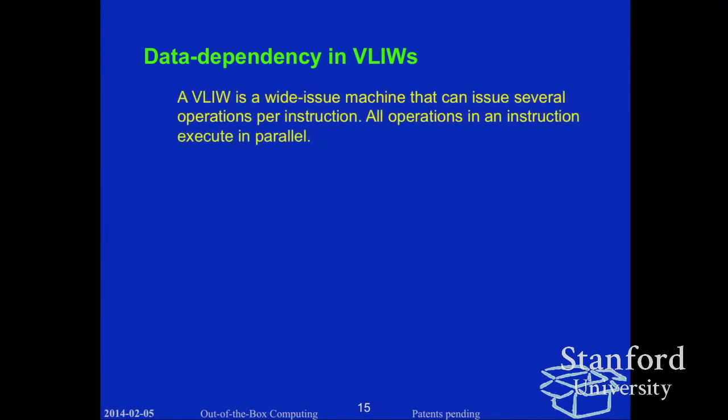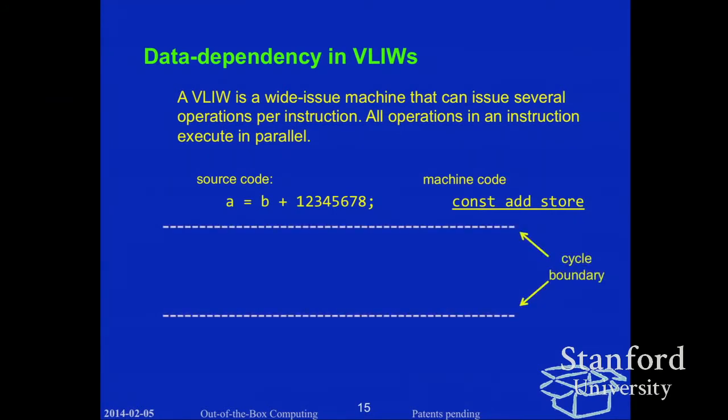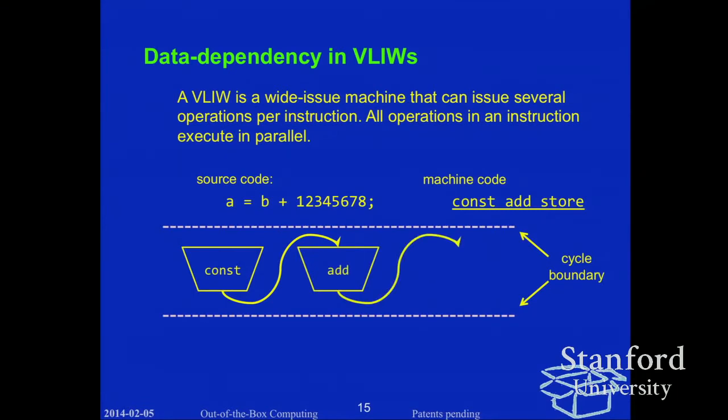Now that's the basic model. In a VLIW, which is a wide issue machine, you can issue several operations in parallel. In fact, you might be able to have a constant, an add, and a store all in one instruction, which is a fairly typical arrangement for VLIWs. So if that's our same source code, the machine code might look like this, where an underscore there means all one instruction. So this is one instruction with 3 operations in it. We might think that, well, you can have a const feeding to an add, feeding to a store.